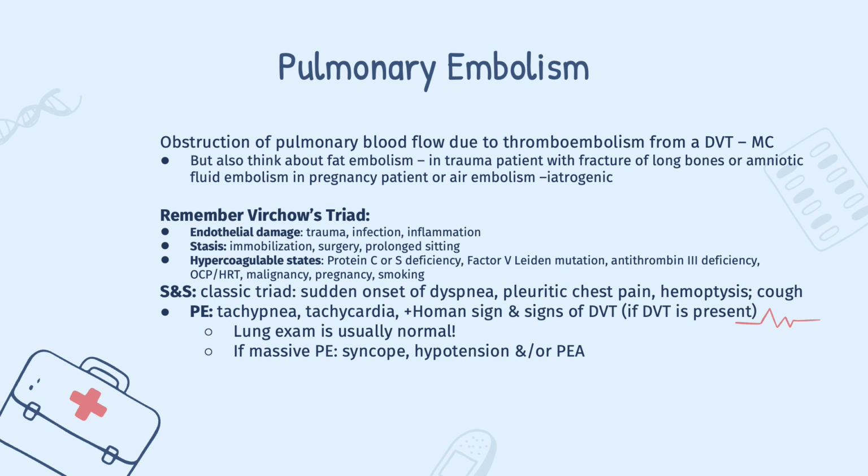Always good practice to have a look at patients' legs, so that exposure piece is going to be really important. That can help steer you in the right direction of the cause of shortness of breath. So physical exam could be tachypneic, tachycardic, positive Homan sign, and then look for those signs of DVT if they are present. And lung exam here is usually normal.